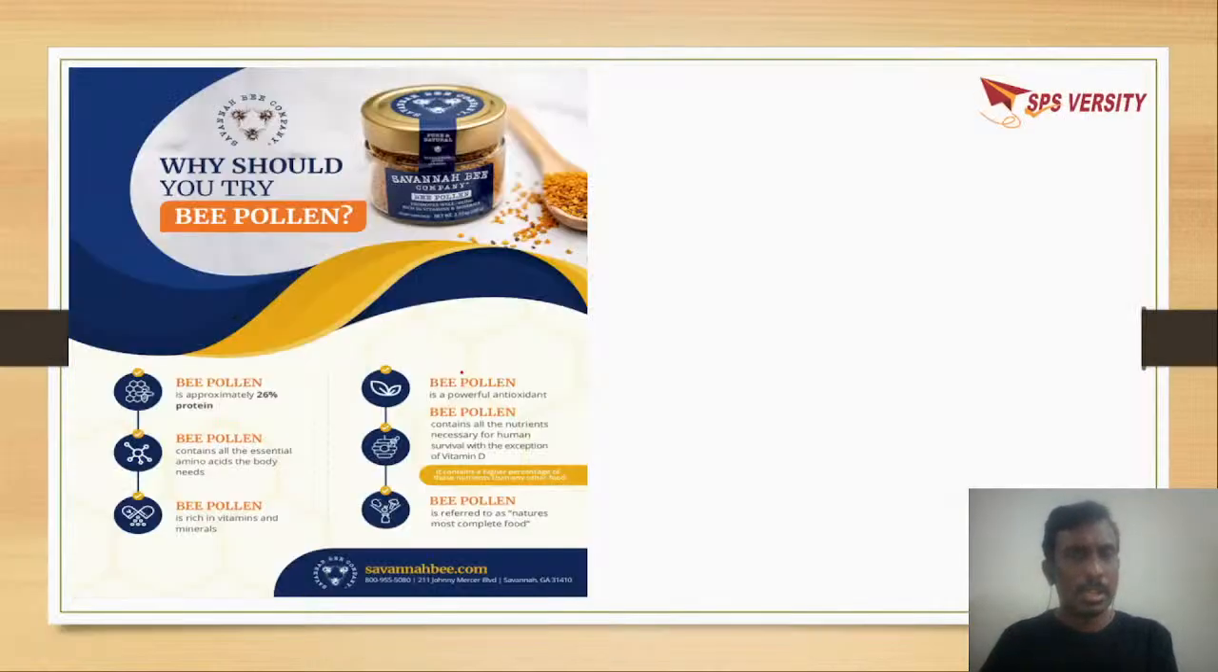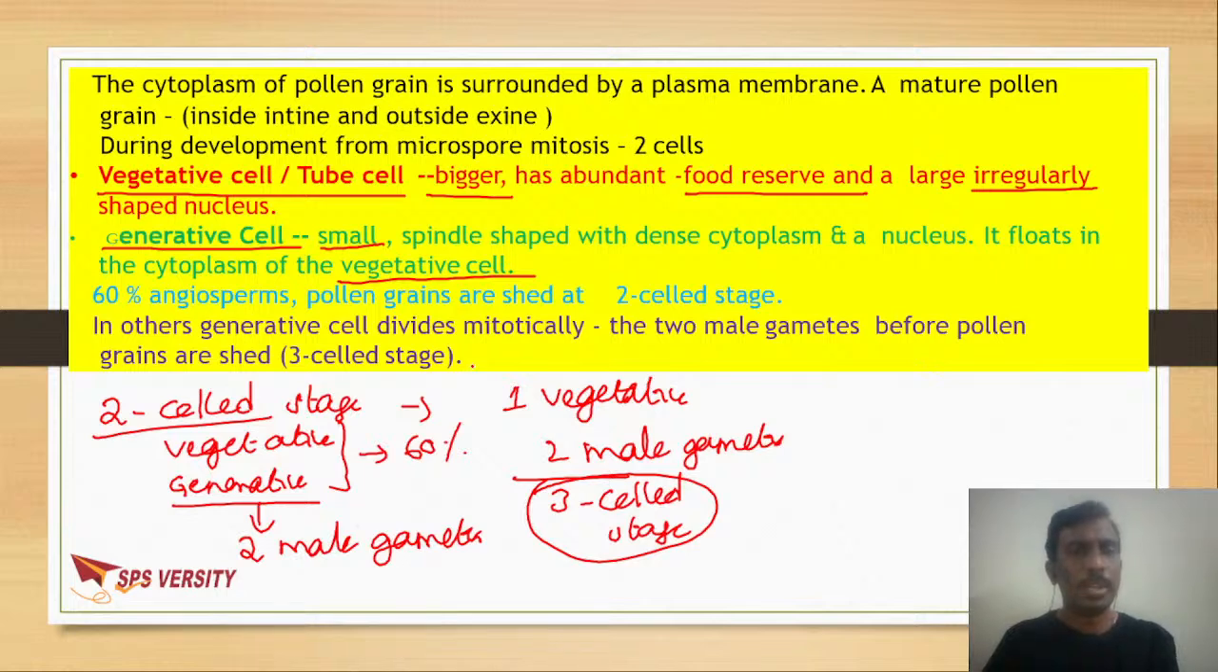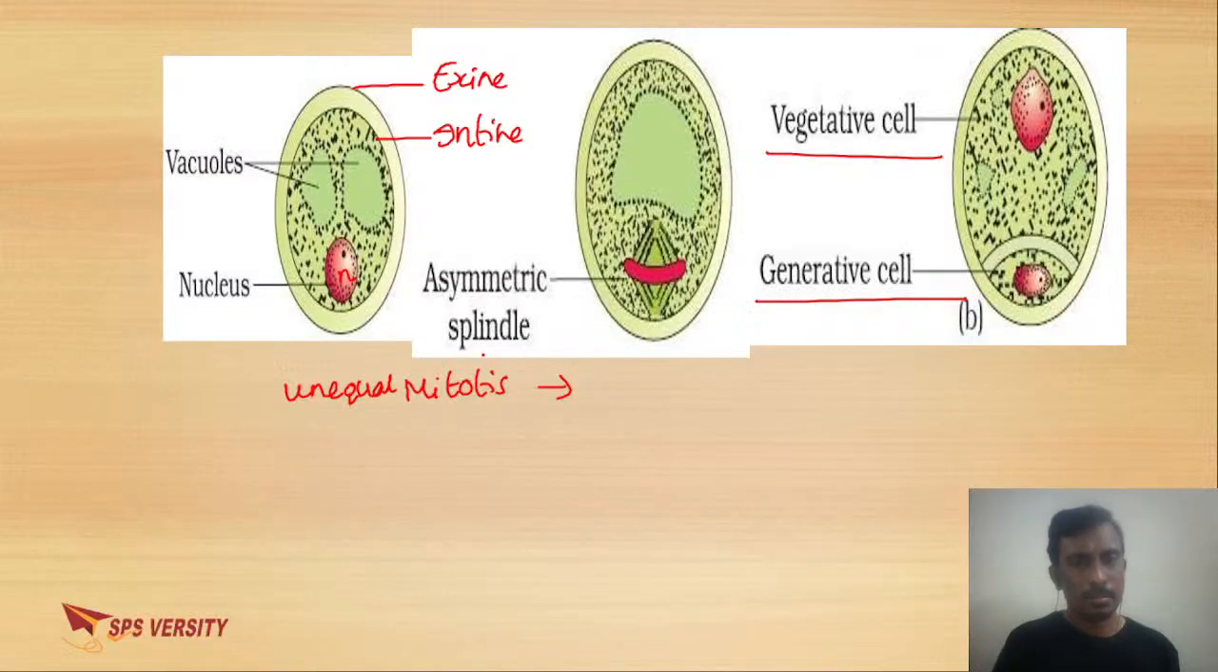So here you can see the development of pollen grain takes place. The development of pollen grain takes place partially inside the anther as well as partially after coming out of the anther. So for example, in most of the plants, that is in 60% of the plants, the pollen grains are shed at the 2 cell stage.